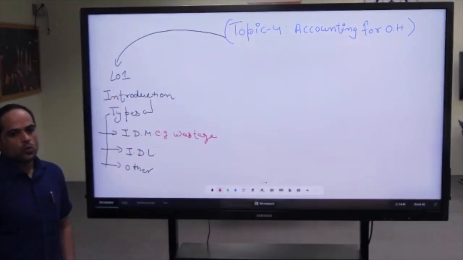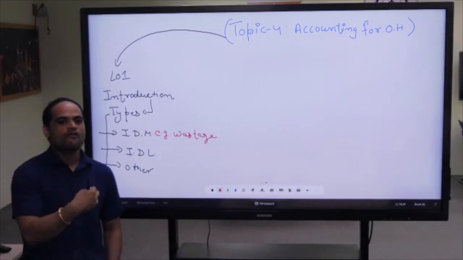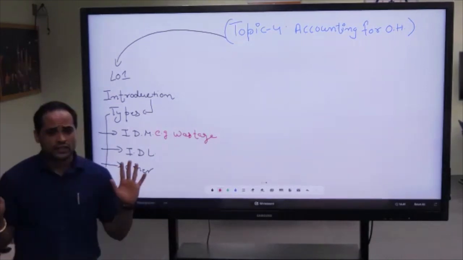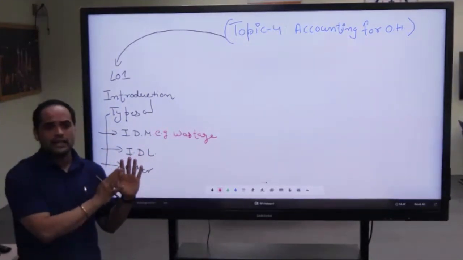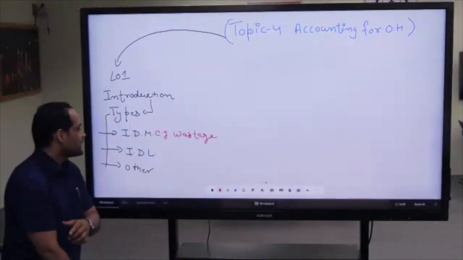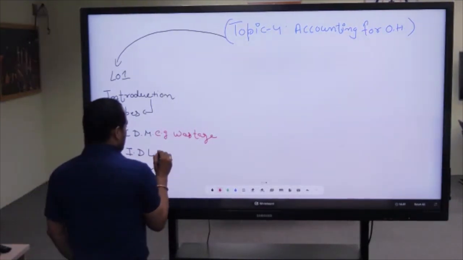All right. A worker who is wasting the raw material, that is an example of indirect material. Maybe there are some other kinds of indirect material, but this is one of the very basic examples to understand indirect material cost. All right. Next is indirect labor.